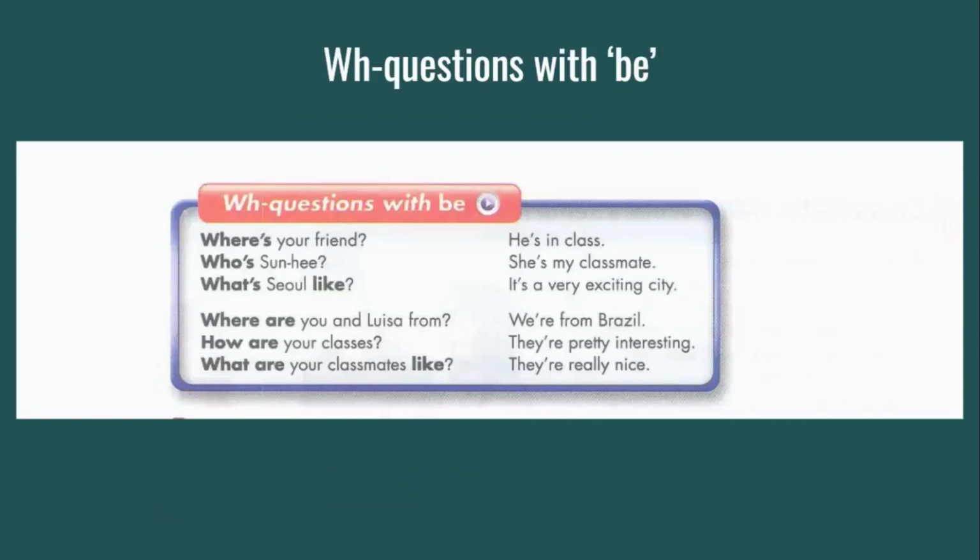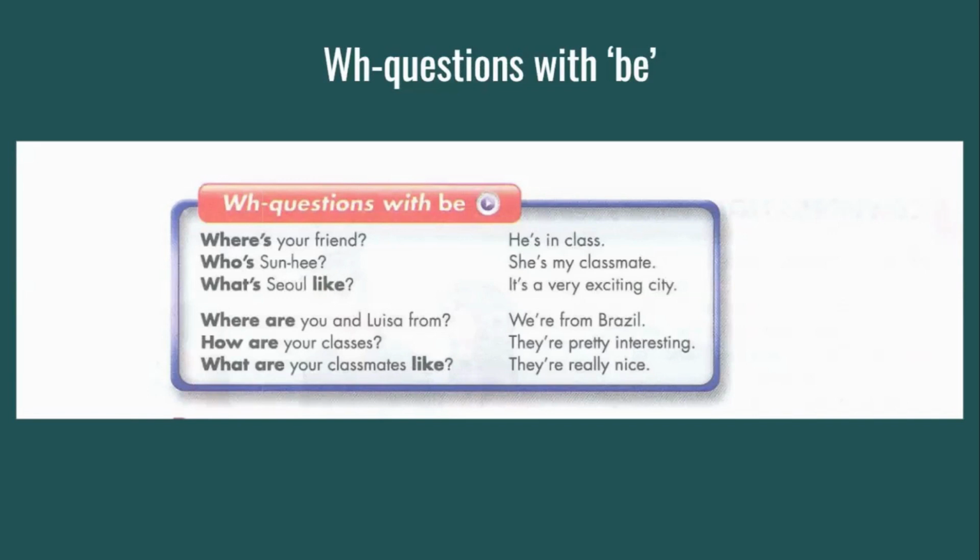Next, we have WH questions with be. Now, we already looked at what are WH questions. Those are explanatory questions. So we use words like where, who, what, and how to start our WH questions. Okay. These are the WH question words. That's what we call them.